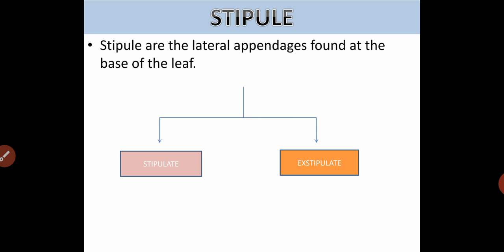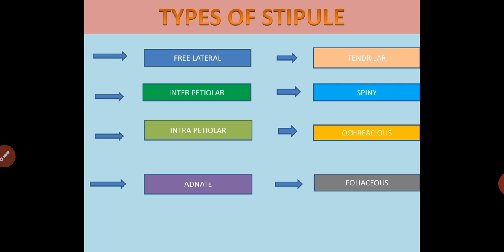Stipules are the lateral appendages found at the base of the leaf. There are two conditions. If the stipule is present, it is called stipulate. If it is absent, it is called exstipulate. There are different types of stipules, which are as follows: free lateral stipule, interpetiolar stipule, intrapetiolar stipule, adnate stipule, tendrillar stipule, spiny stipule, ochreate stipule and foliaceous stipule.